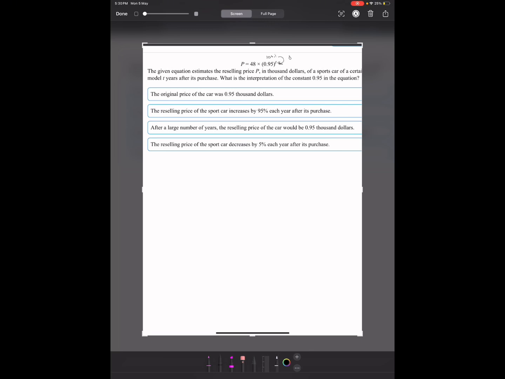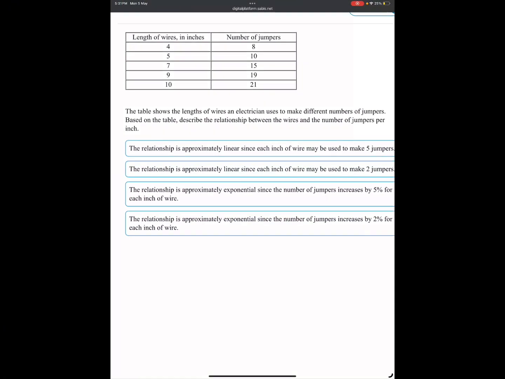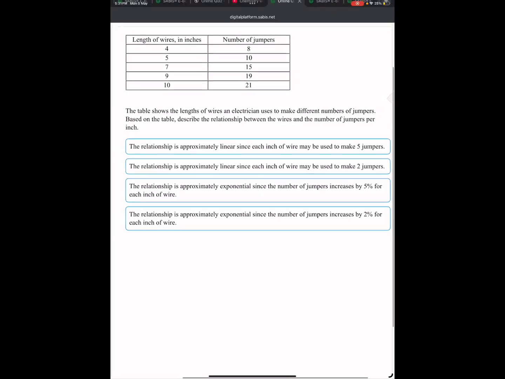Here, it was 100%. It became 95%. It decreased 5%. That's the answer. So where is it? Here. This is the answer. So it became 100 to 95, so it decreased 5%.